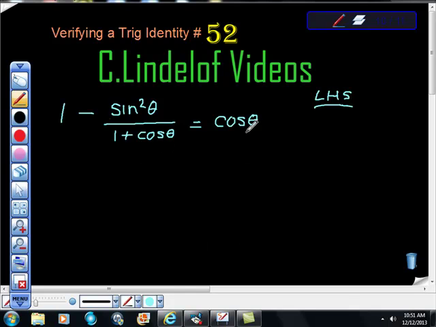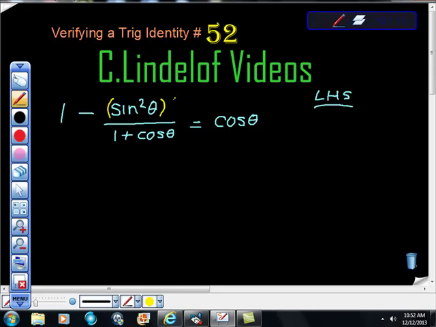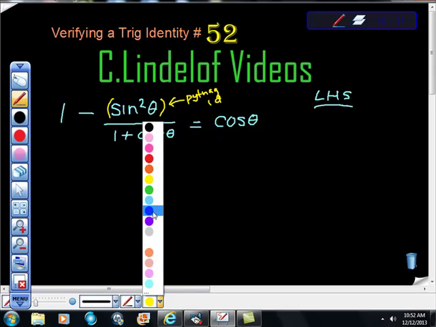Looked at the right and the left. See cosine here, sine squared theta here. So, Andrew, what I decided to do is take this as a replacement value. So I'm going to declare to my professor that I'm taking a Pythagorean identity. I'm going to just rewrite and put in my identity.